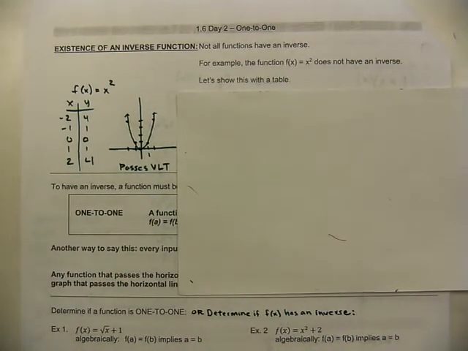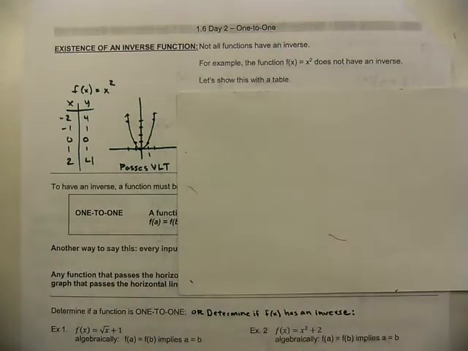Today we're looking at, do we even have an inverse in the first place? We've been looking at a function and its properties. We've been looking at how to find an inverse. But now we're asking a question, does it even have an inverse in the first place to find? So let's take a look at this example here.